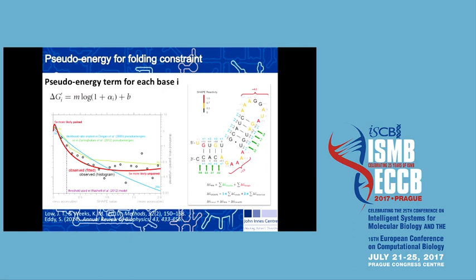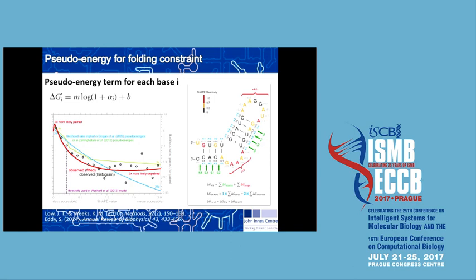So let me walk you through how we plug SHAPE reactivity into it. Basically, the pseudo-energy is generated by this equation. You have the M and B parameters, then every single SHAPE reactivity at every single position is plugged into it, taking a log formula, to generate a pseudo-energy. So this is the HIV part of RNA.